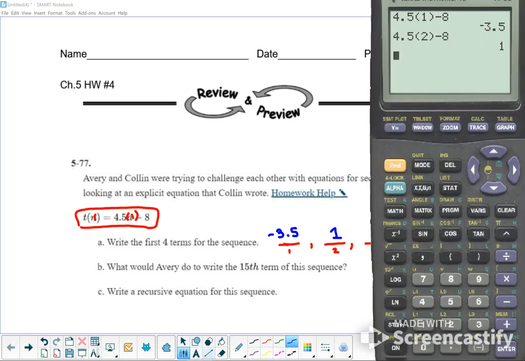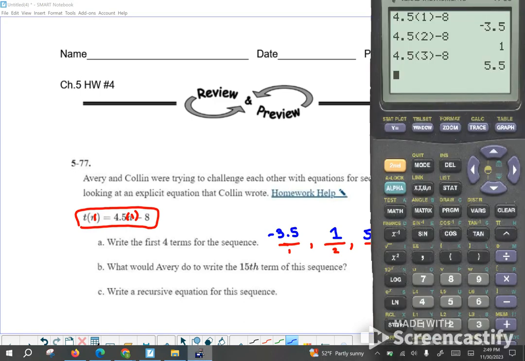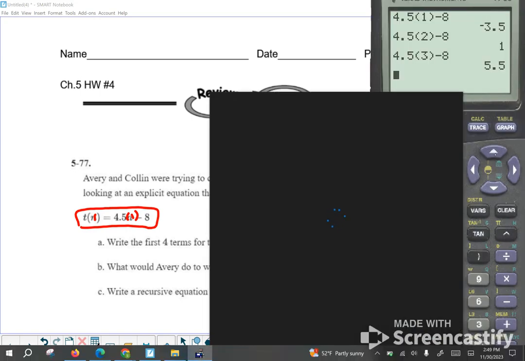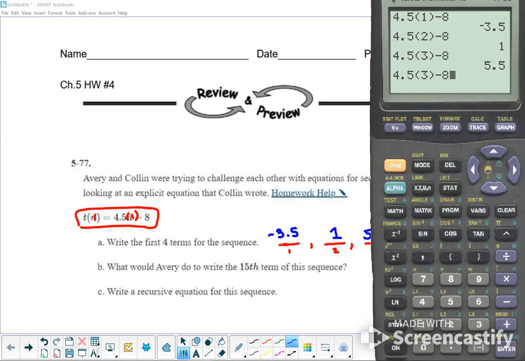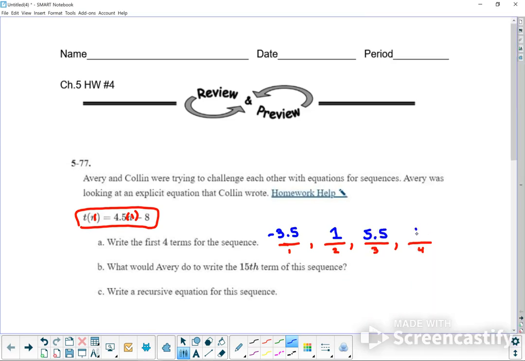And term 3, instead of 2, we're going to type in 3. That's going to give us 5.5. And term 4, instead of putting in 3, we just got to put in 4. Just type it in just like how I have it. Pause it if I'm going a little fast. And that's going to give us 10. So this is the sequence.